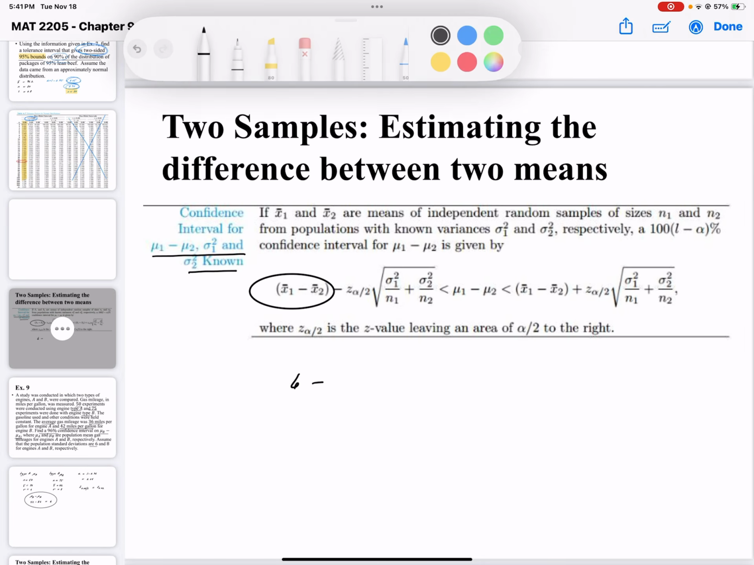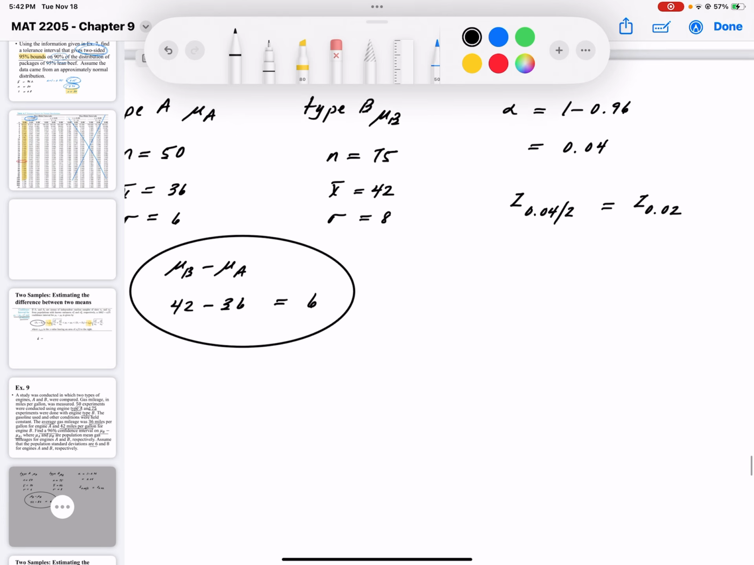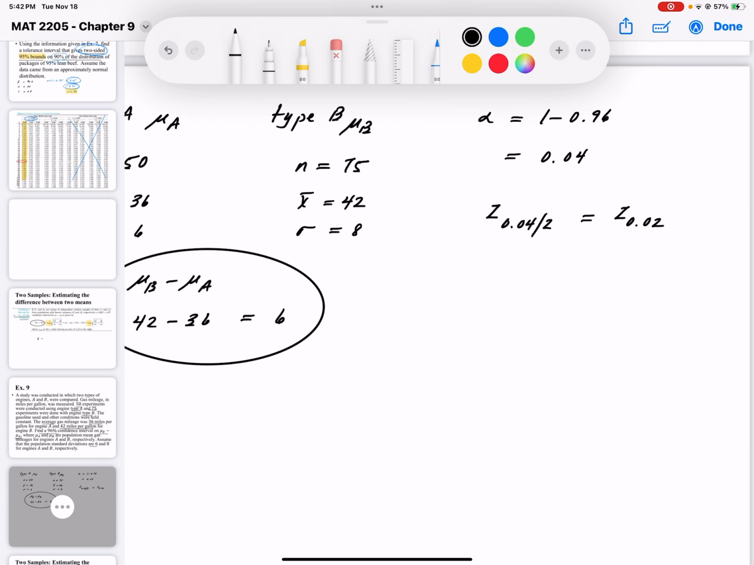Where am I getting that from? It says it right here: z sub alpha divided by 2. Okay, so I need to find that. The chart only gives me areas to the left. So let me first subtract 0.02 from 1. When I do that, it's clearly 0.98.